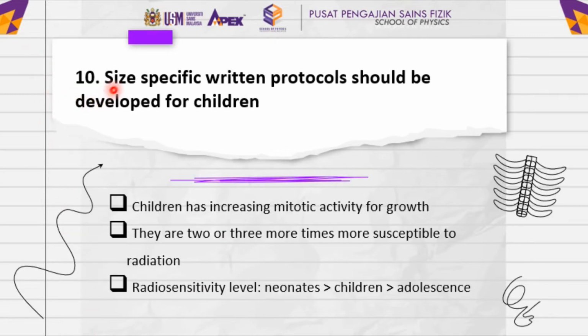Last but not least, a site-specific written protocol should be developed for children. Children have increasing mitotic activity for growth, meaning they have a lot of cells that keep dividing compared to adults. They are two or three times more susceptible to radiation. Radiosensitivity level of neonates is the highest compared to children. However, children have a higher radiosensitivity level compared to adolescents, which indicates adolescents have the lowest radiosensitivity level in the category of children.